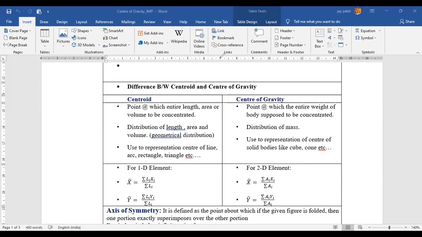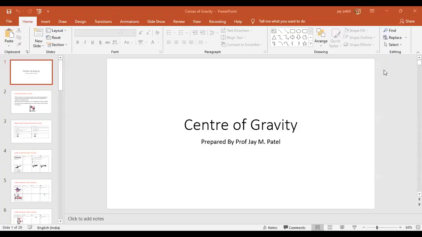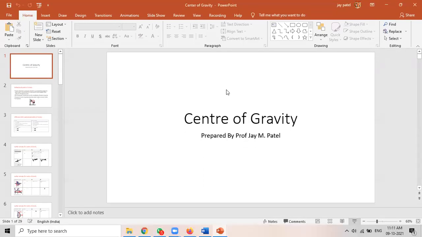Okay, I am closing this file because from now onwards there is no need of this particular file. Now, is my screen visible? Please confirm me.